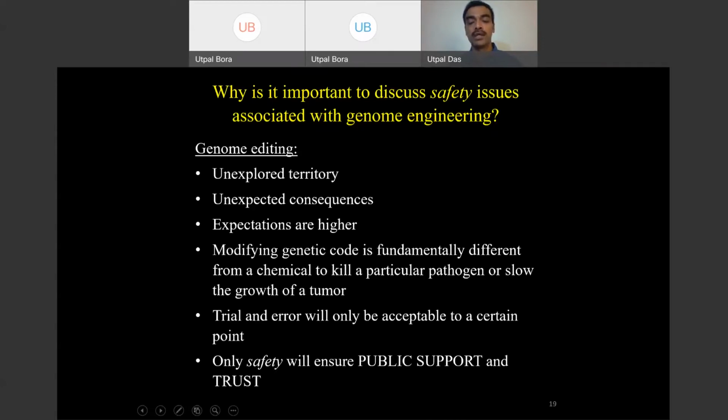And there is no trial and error. There is a trial and error window, which will not be acceptable after a certain point. And safety is the most important thing. Only then can we bring those technologies or treatments to the public and say, okay, I have developed this new genome editing technology, why don't you use this? And your friend or a family member who is suffering from a rare disease can be cured. So safety is really important.